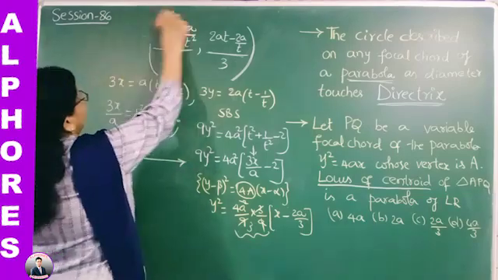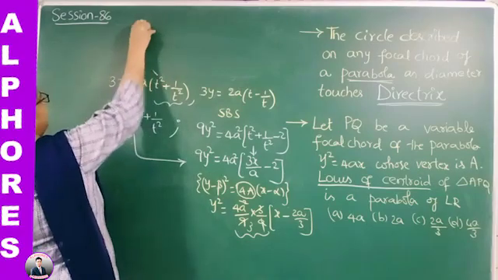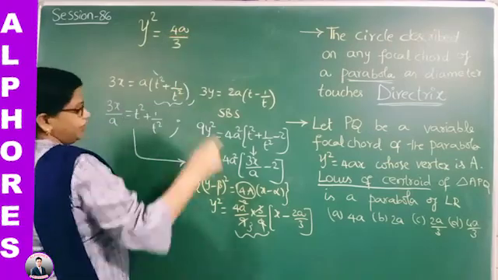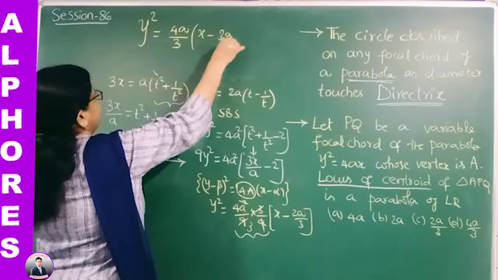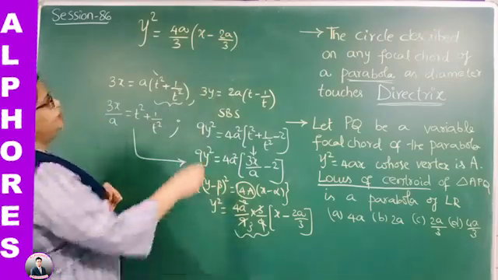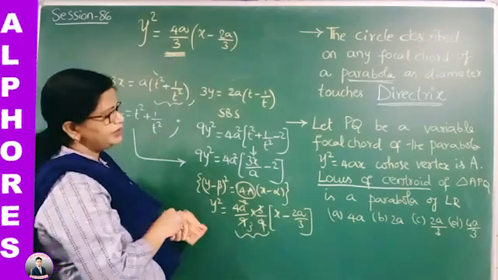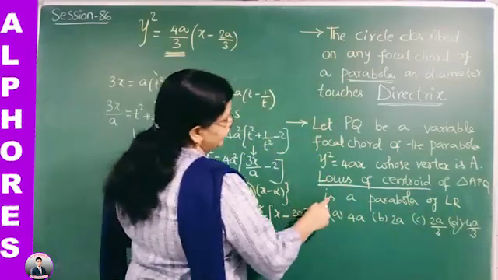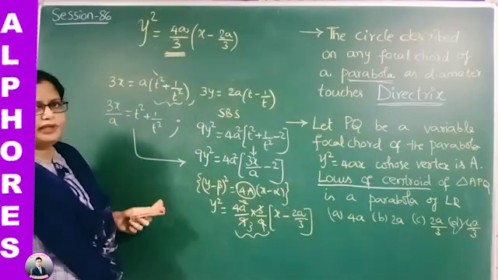So students, finally, what is the locus equation we got here? The locus equation we obtained is y square equals 4a divided by 3 into (x minus 2a divided by 3). So this is the equation of the locus we got, and if you compare with the standard form, the length of latus rectum is nothing but 4a divided by 3. Therefore, this is our right answer. So the locus of the centroid of triangle APQ is a parabola whose latus rectum is nothing but 4a by 3.